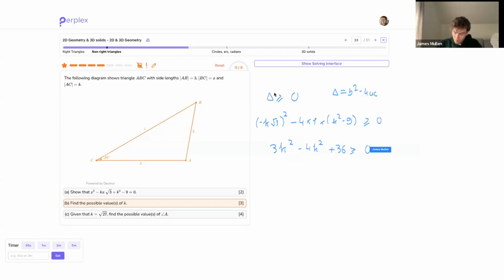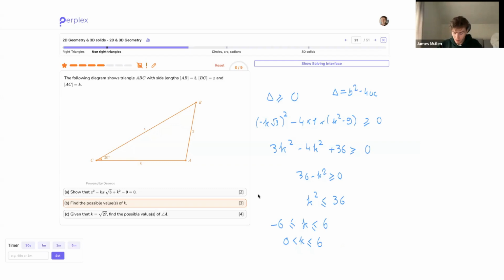Okay? Which means that 36 minus k squared is greater than or equal to 0, or k squared is less than or equal to 36. I square root both sides, and I get negative 6 less than or equal to k less than or equal to 6. But hang on. k is also the side length, AC, and so it has to be positive. So we must have 0 less than k less than or equal to 6. That is the answer for part B.